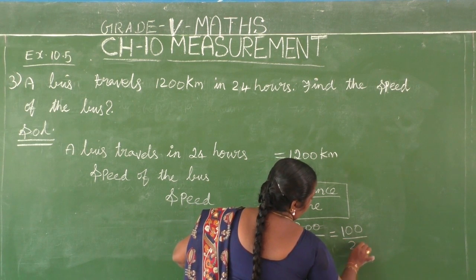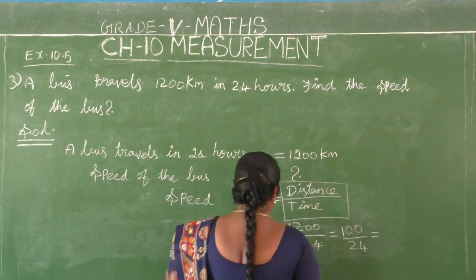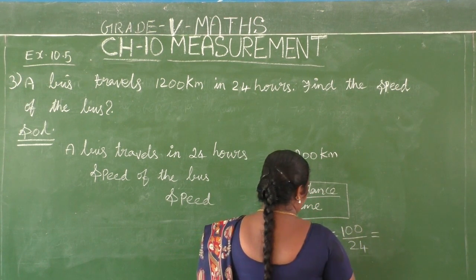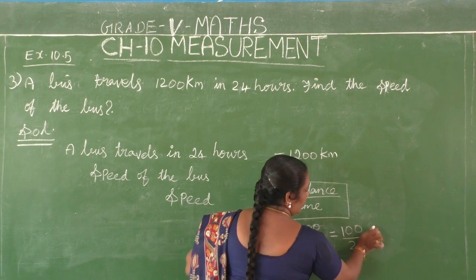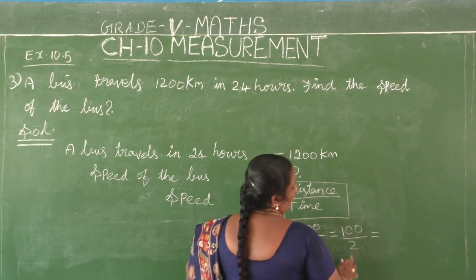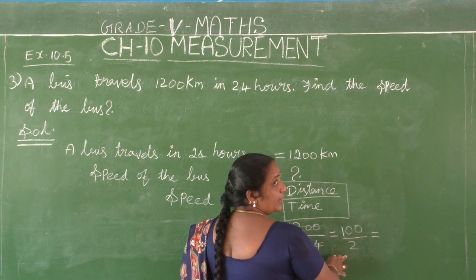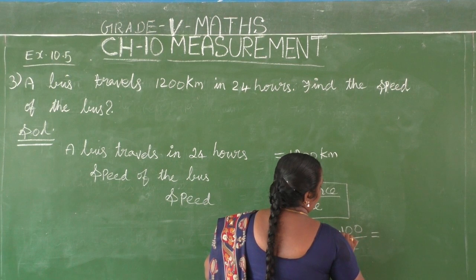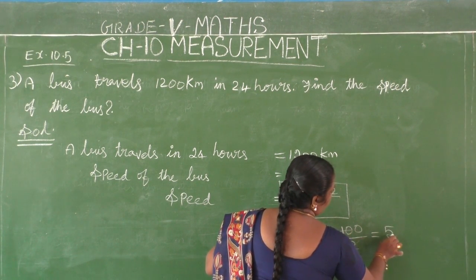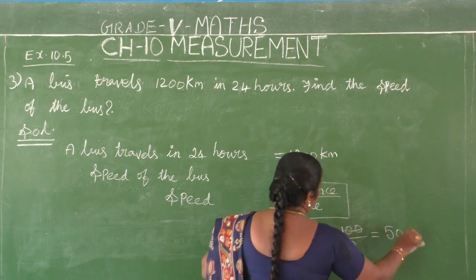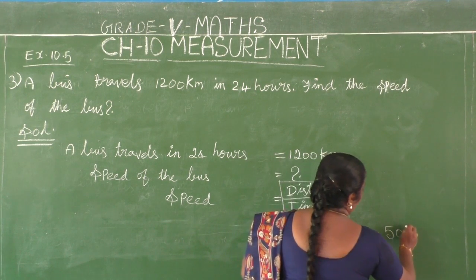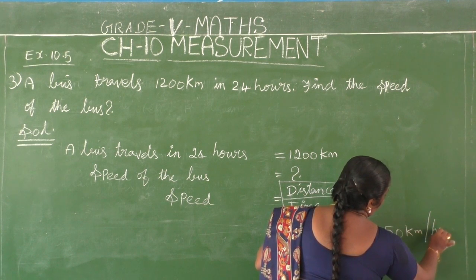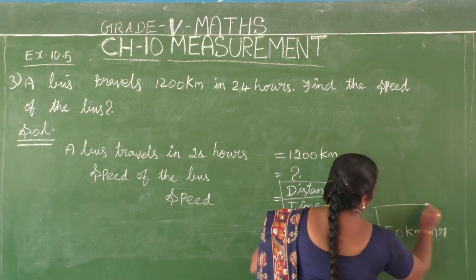So 100 by 24. Then again I am cancelling it by 2 times only. See here I wrote 24. So 100 by 2. Again I am going to cancel this 100 by the 2 table. 1 2s are 2. Here in 10, 5 2s are 10. This 0 will come automatically. So that means 50 kilometer per hour.